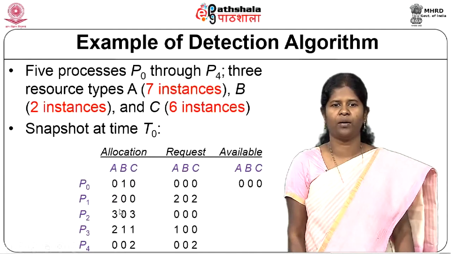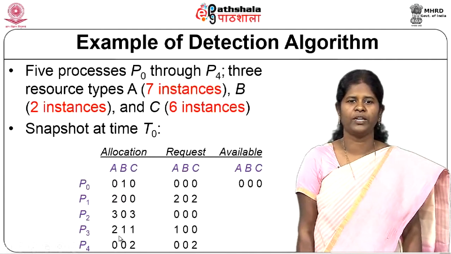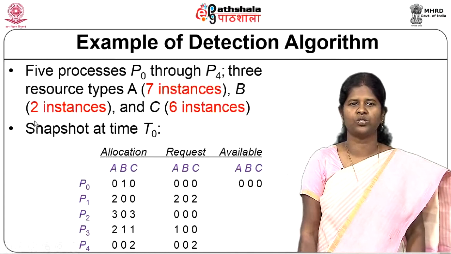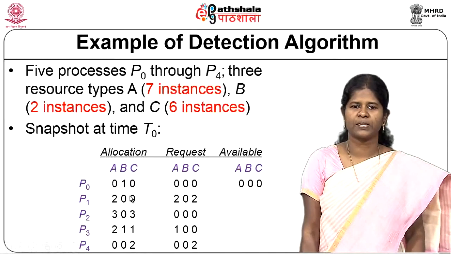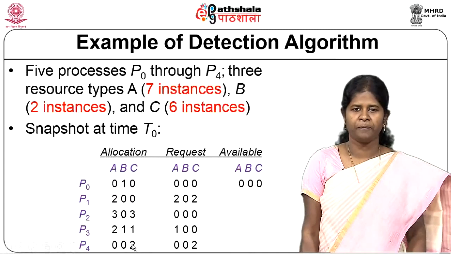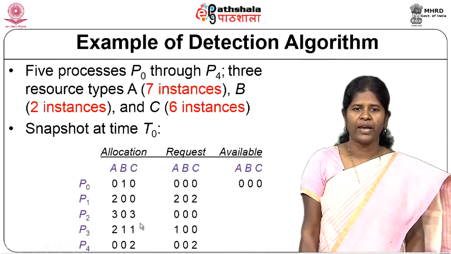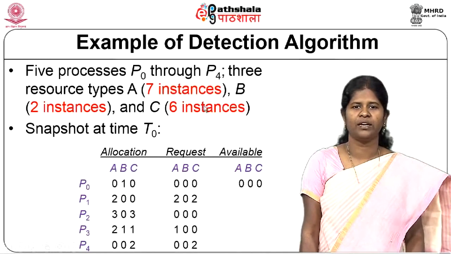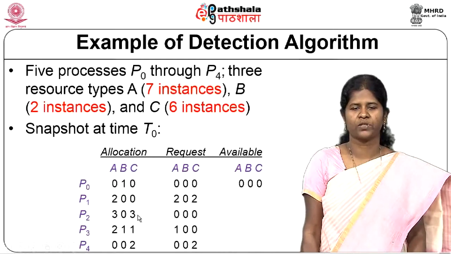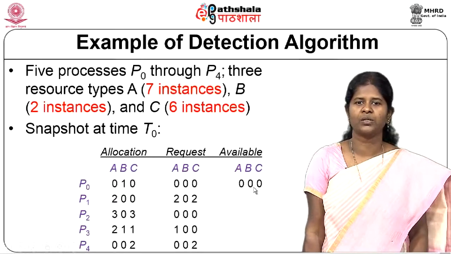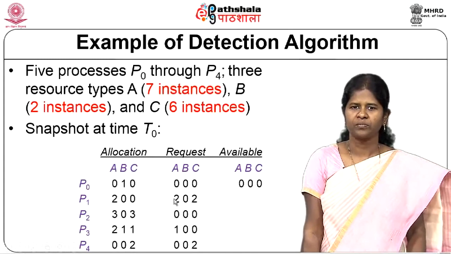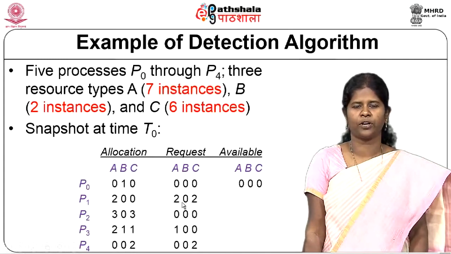Very similarly, 1 of B to P0 and 1 of B to P3 are allocated. So, the total 2 instances are allocated, and similarly 3 of C to P2 and 1 of C to P3 and 2 of C to P4, and hence the total 6 instances of C are allocated currently. So, no instance of any resource is currently available, but there are requests by few other processes.